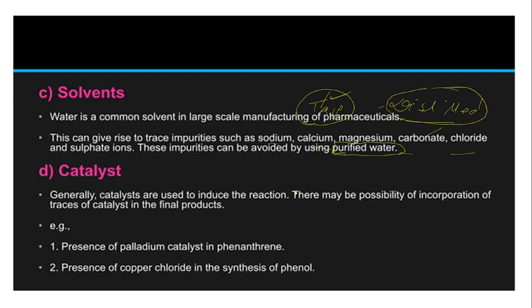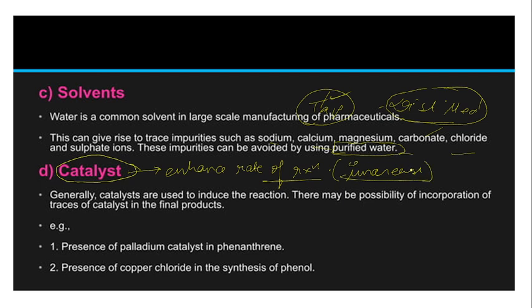Now, second is catalyst. First of all, what is the function of catalyst, and why do we use it in any reaction? The very basic thing about a catalyst is that it enhances the rate of reaction. Enhance means it increases the rate of reaction. That is called a catalyst. Catalysts are used to induce or initiate a reaction at a faster rate. This is important. At a faster rate, then we always prefer a catalyst.